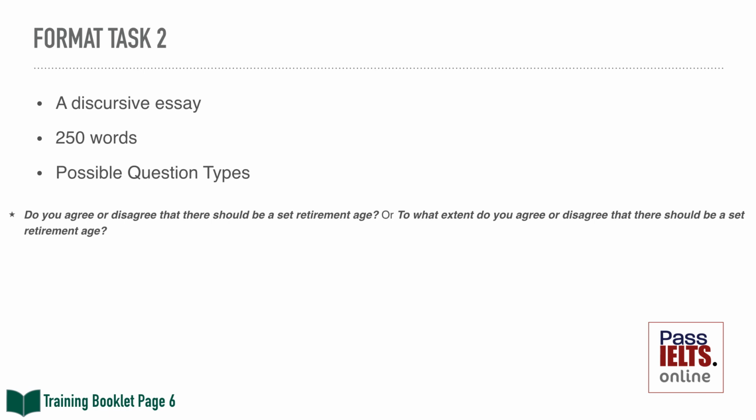So the first one says, do you agree or disagree that there should be a set retirement age? To what extent do you agree or disagree? In this question, you simply say if you agree or not. You don't have to discuss both sides, although it would be more balanced if you did. We say there are 2 or more parts for this type of question, depending on how many arguments you give.